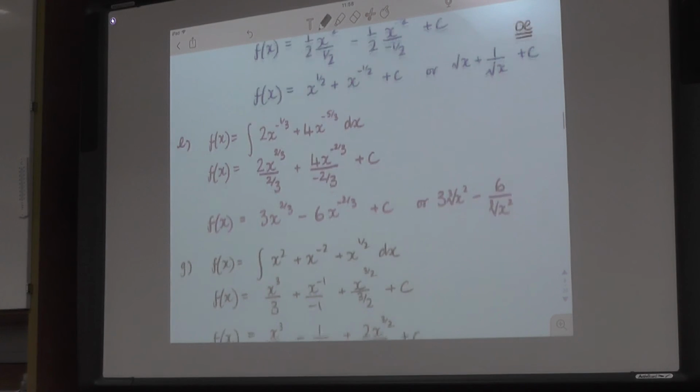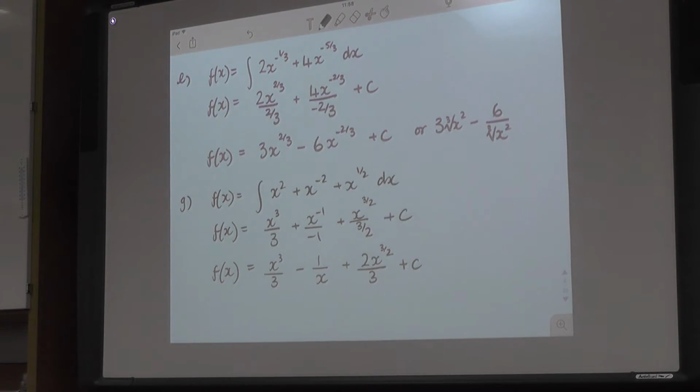Then looking at part E, we're adding 1 to the power, so we're dealing with a lot of fractions here. So minus 1/3 plus 1 is 2/3. Divide through by the new power, and so on. Be careful of your signs there, because you've got a plus divided by minus, so overall you're going to get a minus there. So I would say watch out very carefully with your accuracy.